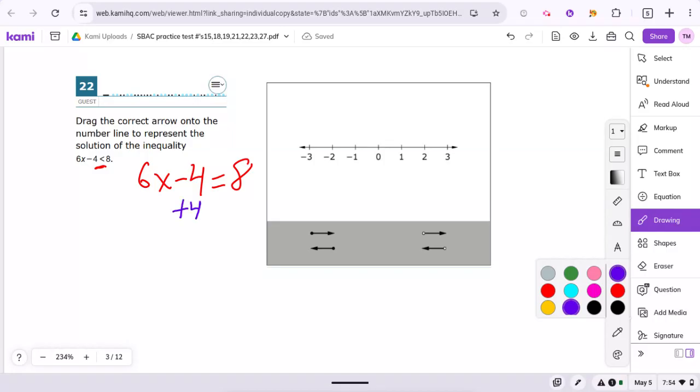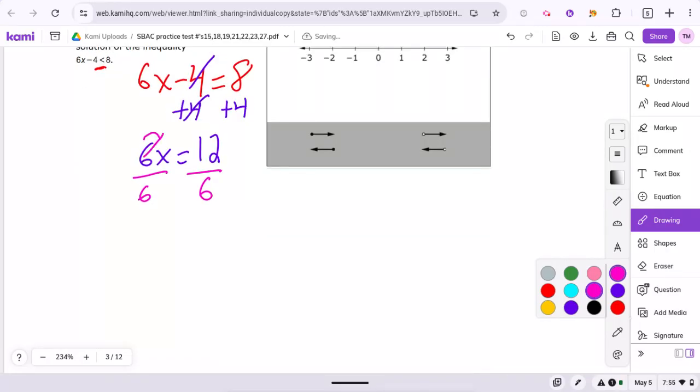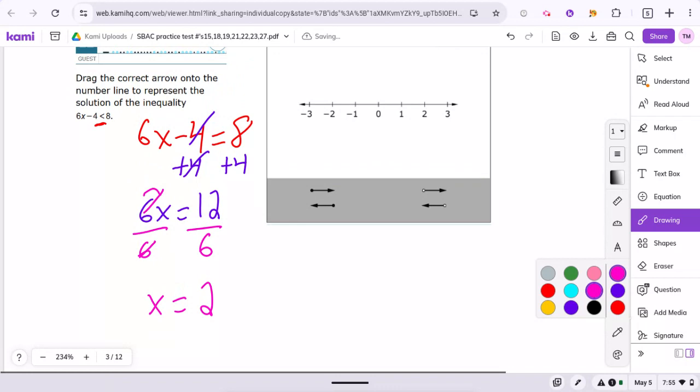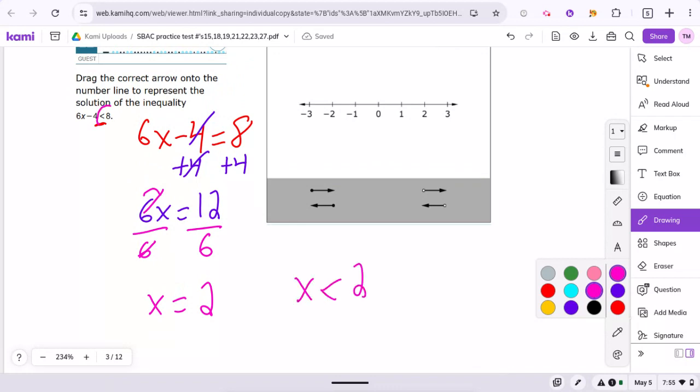Opposite of minus 4 is plus 4. Do that on both sides. You're left with 6x equaling 12. Then you have 6 times x here, so divide by 6. Divide by 6. The 6's on the left cancel. You get x equals 2. So now I'm going to use the sign up here. x is less than 2.